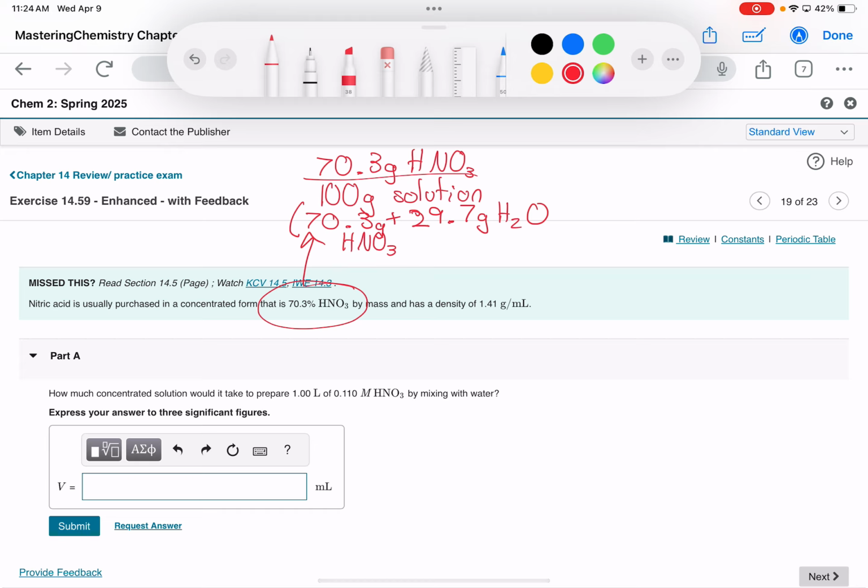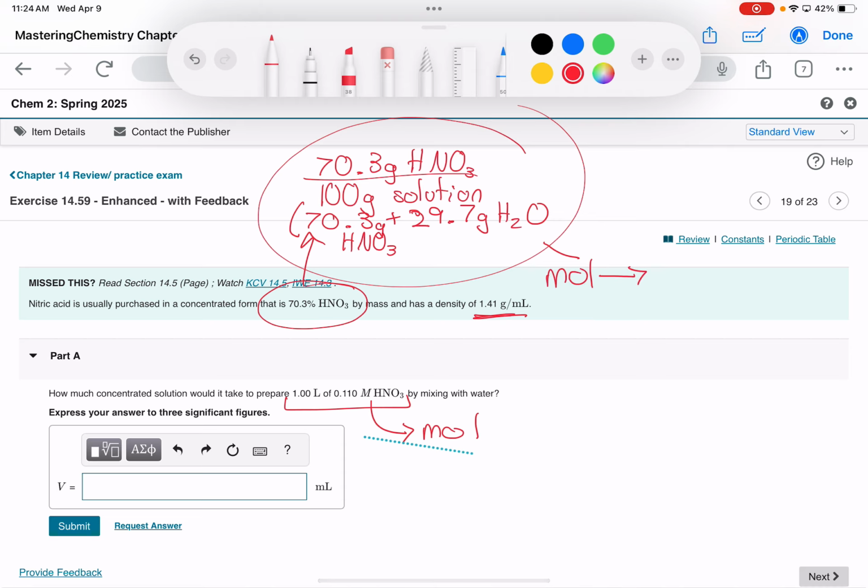Side note. Okay, it has mass and it gives us our density. So that's how we're going to get this converted into molarity. Okay, so how much concentrated solution would it take to prepare 1 liter of 0.1 molar HNO3 by mixing it with water? So here we can get to the moles that we need. So we're going to take this value and convert it to moles. And then we're going to use that number of moles to convert to how much, so probably liters or milliliters.